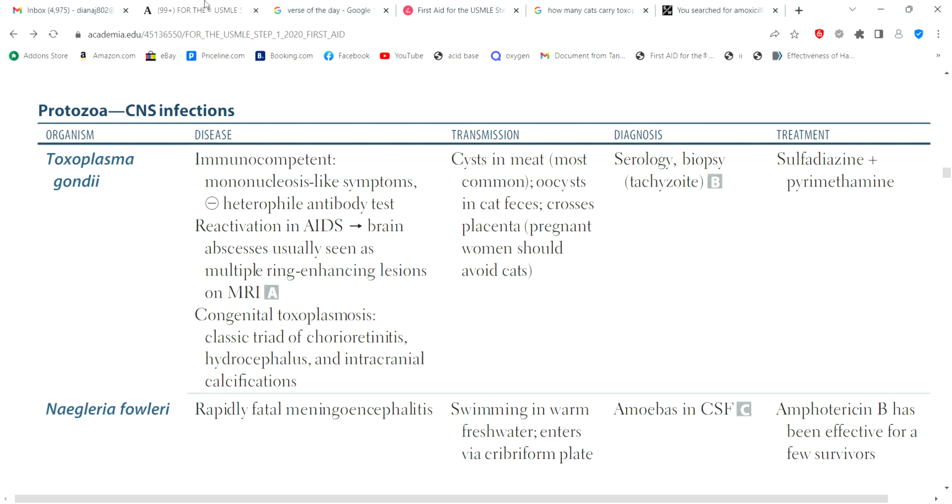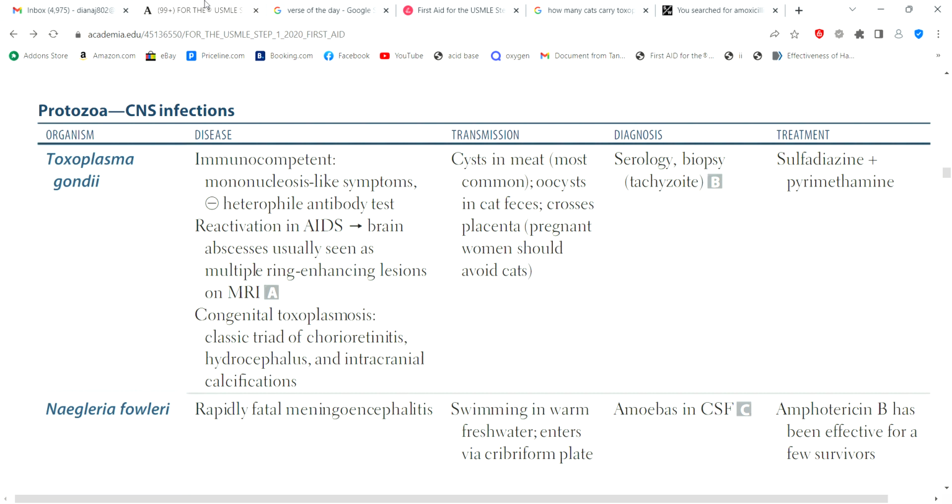Blood smear, blood stain, and Giemsa stain, to see parasites in the RBC. So you do a blood stain and Giemsa stain to see parasites in the RBCs. Oh my gosh, wrong page. Sorry, that's for Plasmodium. Okay.